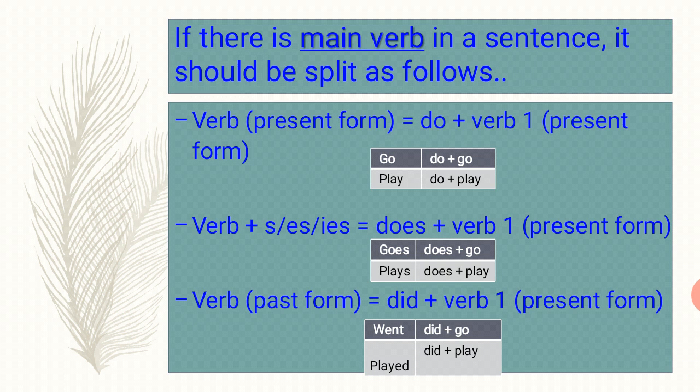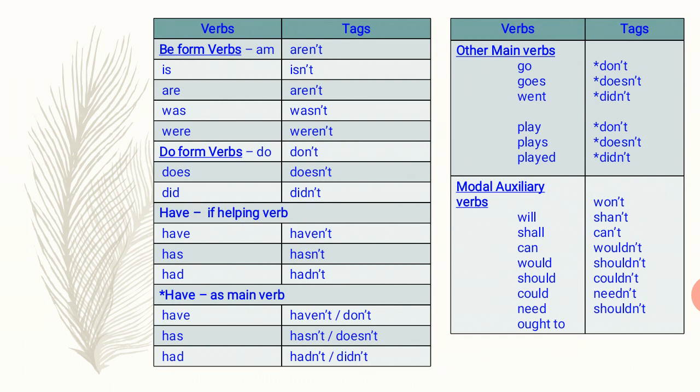Okay, see the next slide. I have given you some verbs and tag formations. For example, first the be-form verbs. Am: the tag changes to aren't. Is: it changes to isn't. Are: the tag form is aren't. Was, wasn't. Were, weren't. Then the do-form verbs. Do: the tag formation is don't. Does: doesn't. Did: didn't.